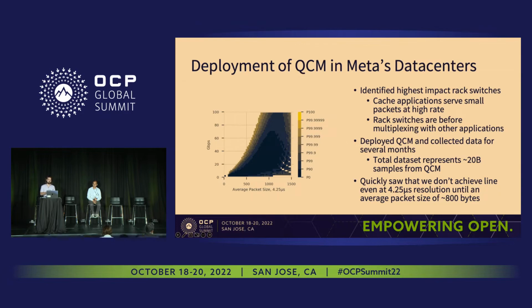So we collected several months' worth of QCM data, about 20 billion samples overall. And what we quickly saw, on the left-hand side here, where the y-axis is rate and the x-axis is average packet size over a 4 microsecond window or so, was that we don't actually even hit line rate until an average packet size of 800 bytes, even with this very, very fine-grained resolution.